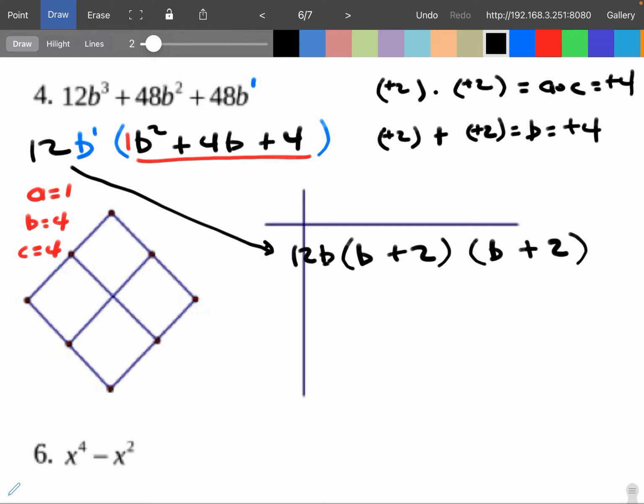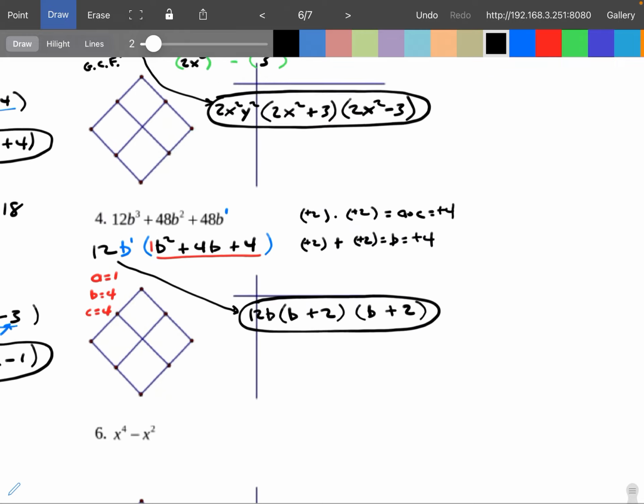And then the last thing is, don't forget to bring down that greatest common factor in front of this thing right here. So that's going to be a 12b. So that's your final answer on that one.